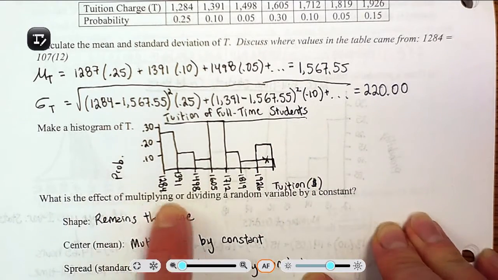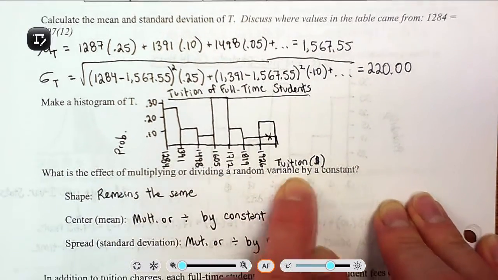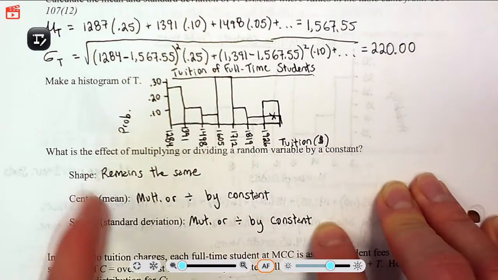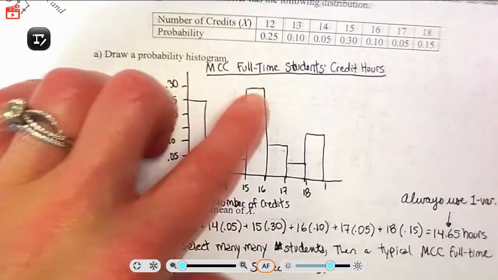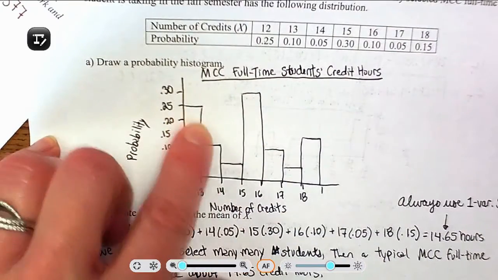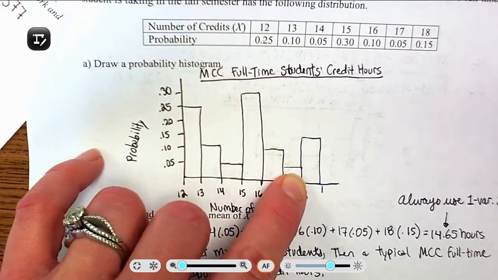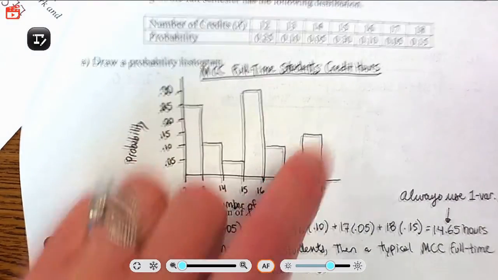What is the effect of multiplying or dividing a random variable by a constant? So what happened to the shape? What happened to the center? What happened to the spread? The shape of the distribution remained the same. We still had this three-tier decrescendo, if you will, and then this one here.